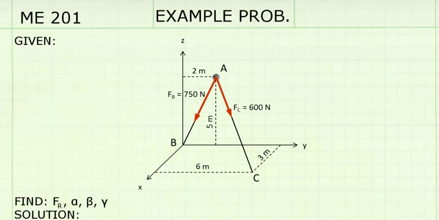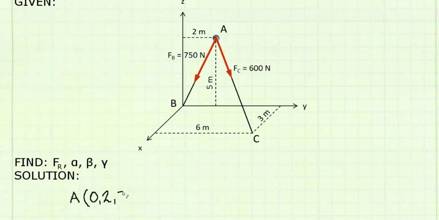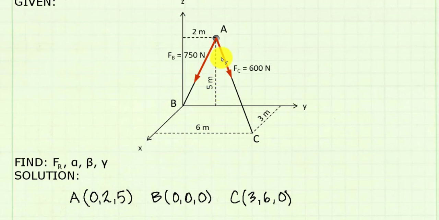The first thing I need to do is find the XYZ coordinates of the 3 points. I'm going to use them to formulate my force vectors. I find the coordinates for point A based on the dimensions shown. A is in the YZ plane, so there's no X dimension, and Y is 2 meters, Z is 5 meters. Point B is at the origin of the axes, so its XYZ coordinates are all 0. Point C is in the XY plane, 3 meters in the X direction and 6 meters in the Y.